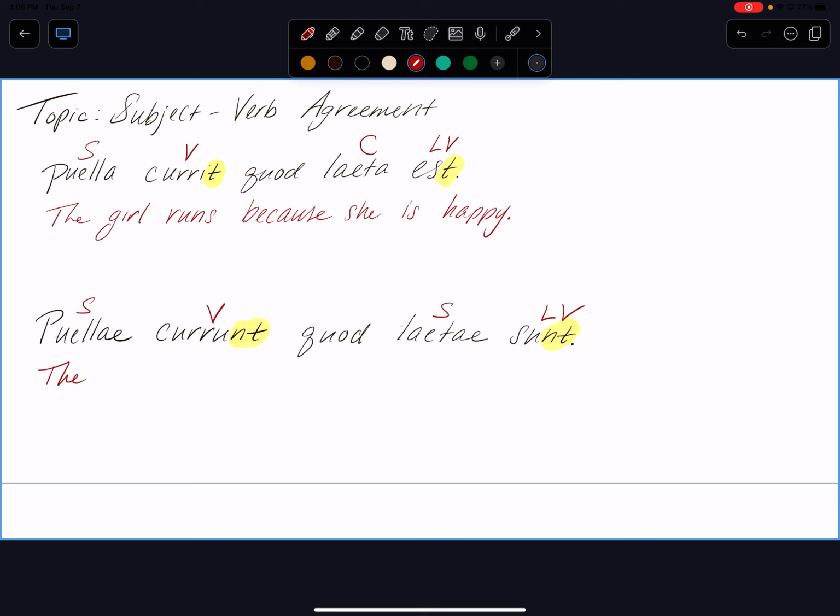Okay. So the girls run because they are happy. Wait, why is laetae...? I'm sorry, it's not a subject. Thank you. It's a complement. Good catch.